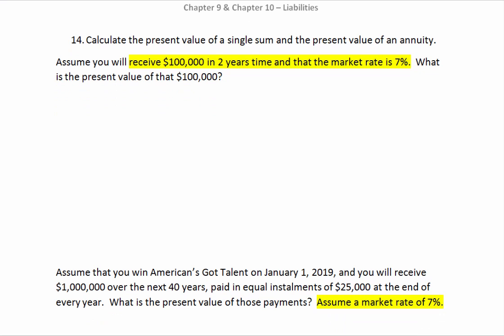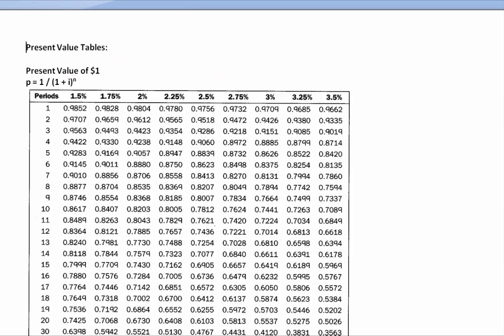Okay, so calculate the present value of a single sum and the present value of an annuity. In order to deal with the time value of money, you have to be able to do present value, and I want to make sure you understand how to do that. I particularly want you to be able to do that in the context of accounting using present value tables. So notice at the end of this package, I've now added present value tables, which are straight from the textbook. I've got a copy here. There's the present value tables. Just going to move them up a little bit so we can see more of them.